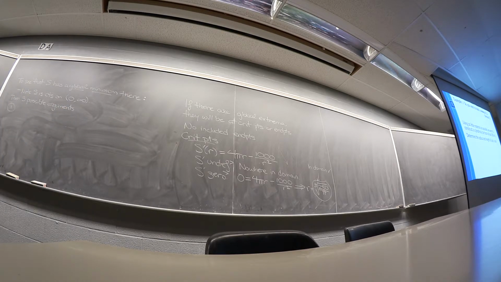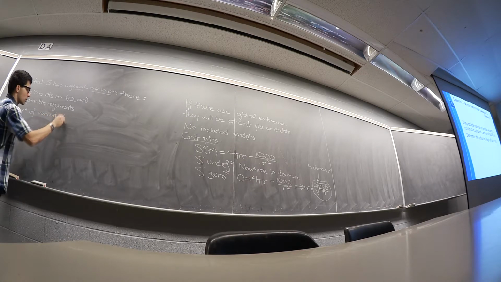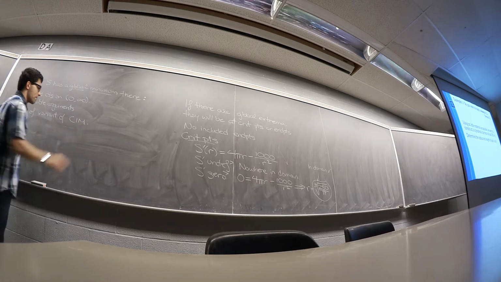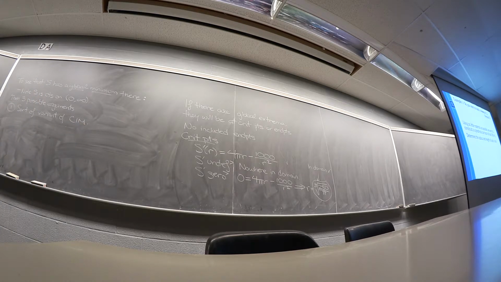First, this is sort of a variant of the closed interval method. For the closed interval method, we checked what's going on at the endpoints. We evaluated endpoints and critical point, and then we made a conclusion. Here the endpoints aren't included, but let's see what goes on as we approach the endpoints.